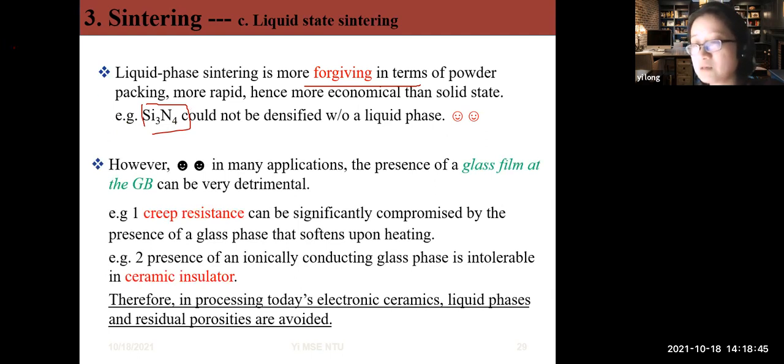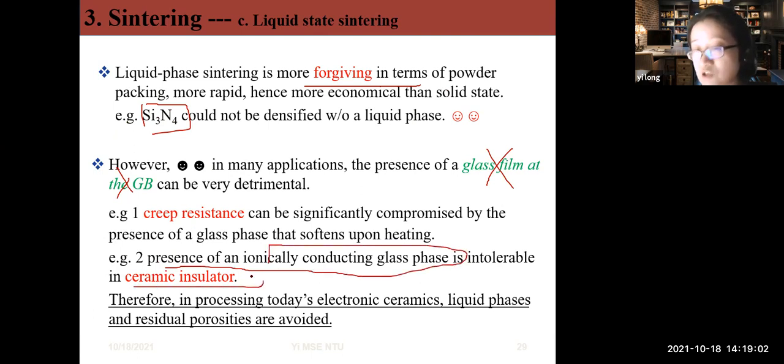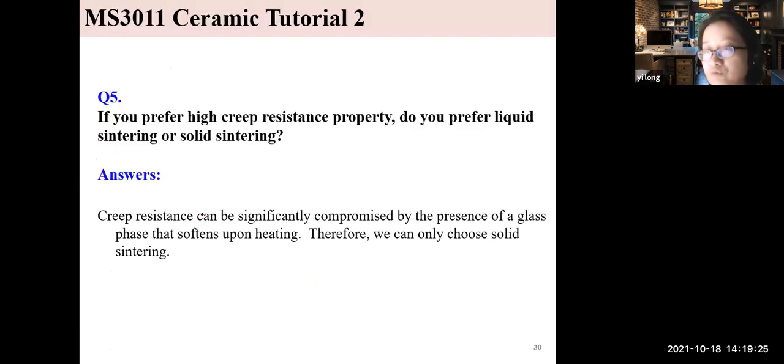However, in many applications they don't want these grain boundaries, the glassy film. Glassy means very amorphous, at the grain boundaries. For example, the creep. And the second one is an ionic conducting glass phase. If you want an insulator, it is very, very sensitive to this grain boundary. If the grain boundary is very conducting, it will influence the insulation properties. So that's why, in today's electroceramics, liquid phase and residual porosities are things we try to avoid. These are the two examples I gave to you.